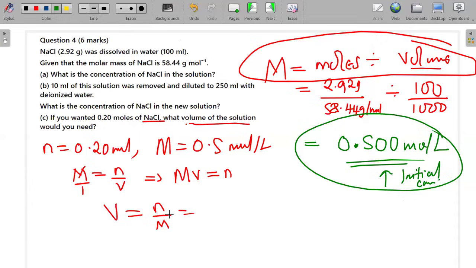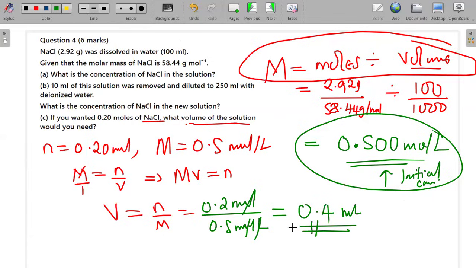So now we have those values. The n is 0.2 moles, and the molarity there is 0.5 moles per liter. So the moles and the moles cancel out, and I just remain with the liter. So that would be 0.2 divided by 0.5. I get 0.4. And this will be what? Milliliters? No, that will be liters, because here I remained with the liters. So 0.4 liters is what I get. If I convert these liters to milliliters, it's going to be 400 milliliters. All right, so any questions there, guys?